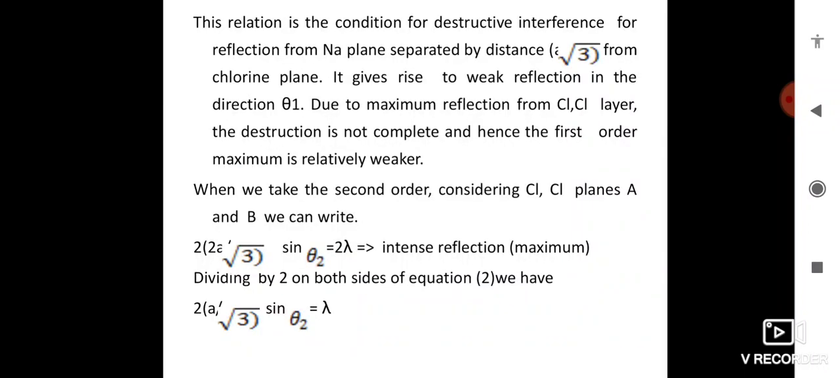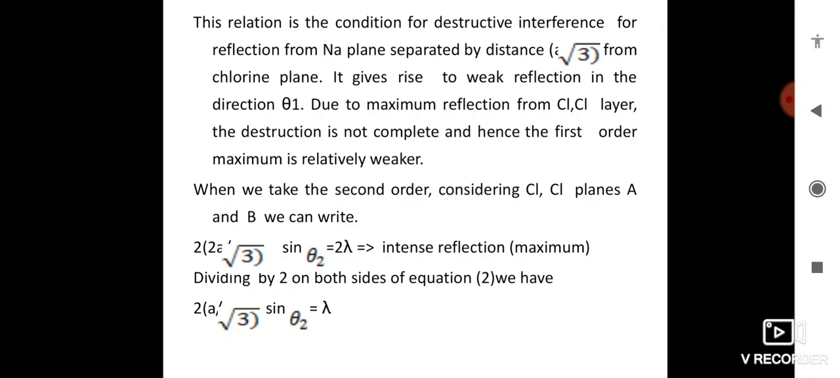Here this relation is the condition for destructive interference for reflection from the sodium plane separated by a distance a by root 3 from the chlorine plane, and it gives rise to a weak reflection in the direction theta 1. Here, due to maximum reflection from the Cl layer, that is the chlorine layer, the destruction is not complete, and hence the first order maximum is relatively weaker.